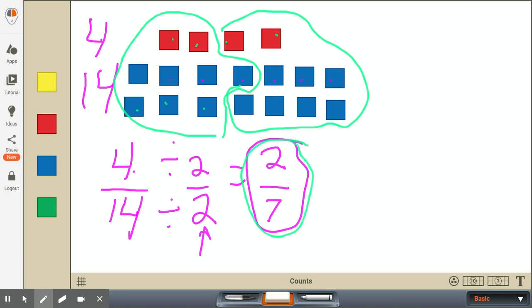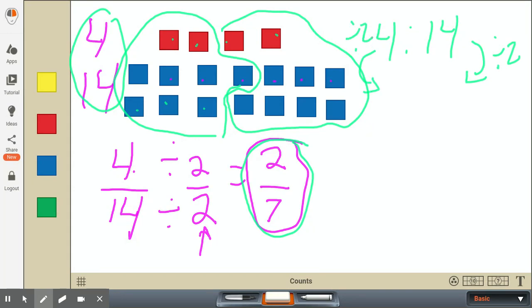So what did I do? I took my 4 to 14 over here. And if I want to write it as a ratio this way, 4 to 14, and I split it into 2 groups, that's where I get my 2 to 7. So knowing your multiplication and division facts really helps you with this.